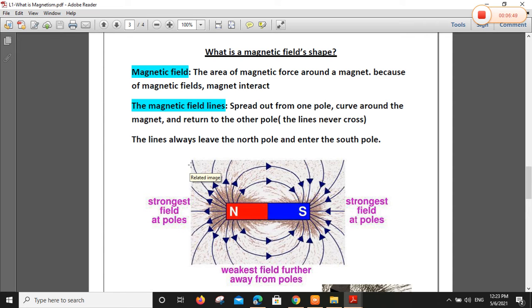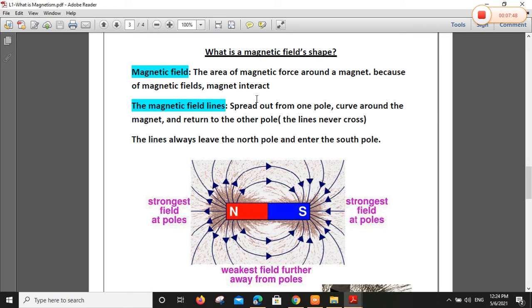This is an imaginary area, these are imaginary lines, but they appear when you scatter iron filings. Without iron filings, we cannot see the magnetic field, but the magnetic field is present around the magnet. The lines going in and out from the poles of the magnet are drawn like this. The area of magnetic force around the magnet is the magnetic field.